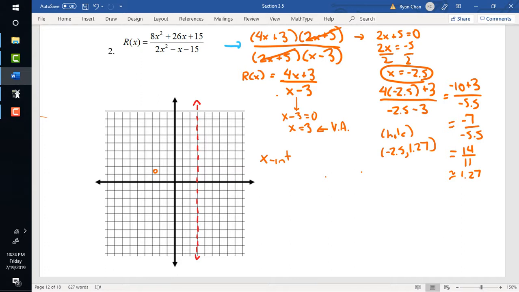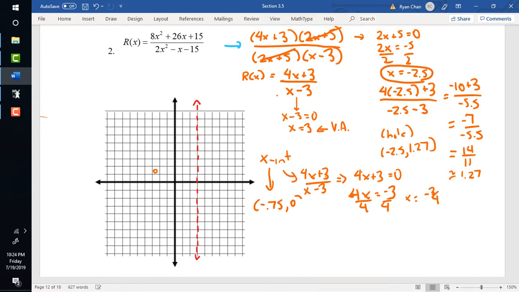So we're going to use our reduced form, x plus 3 over x minus 3. I don't want to use my original because 2x plus 5, as you can see, doesn't exist technically because it got canceled out. So I'm going to set the top equal to 0, and I have 4x equals negative 3. Divide both sides by 4. I have x is equal to negative 3/4. So I have an x-intercept at negative 0.75, comma 0.